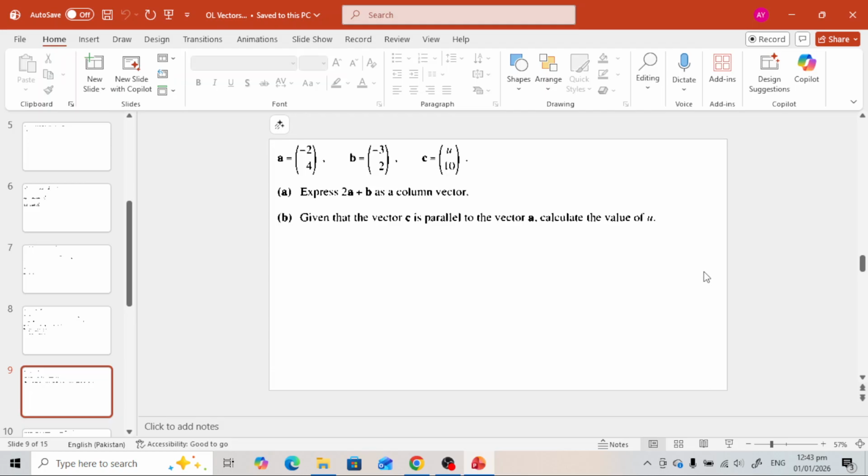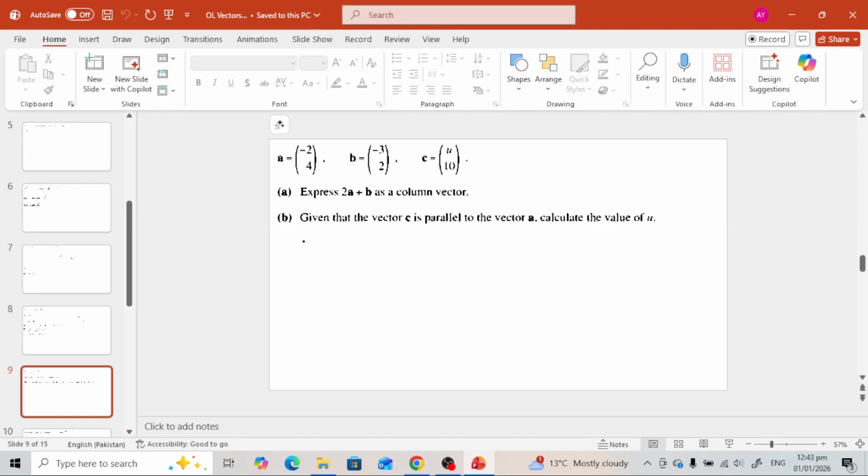Hello students, today we are going to solve question number 4 of O-level mathematics, and the topic is vector. Vector A is given in column form as (-2, 4), vector B is given in column form as (-3, 2), and vector C is equal to (u, 10). Express 2A + B as a column vector.